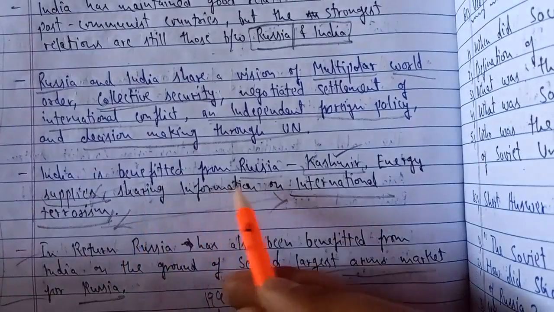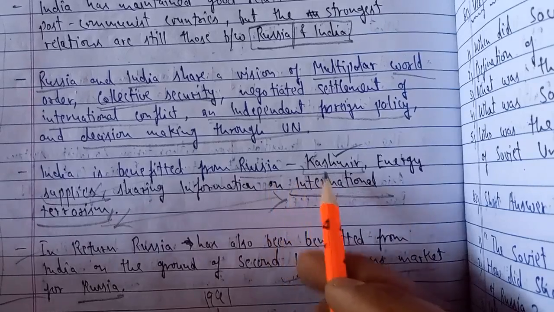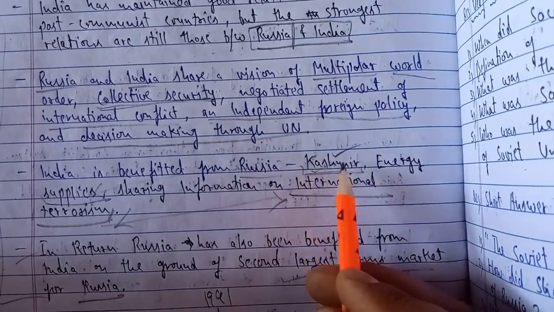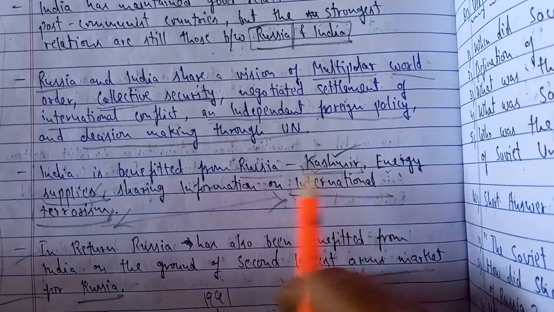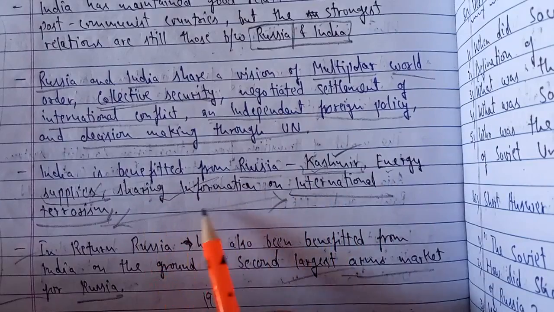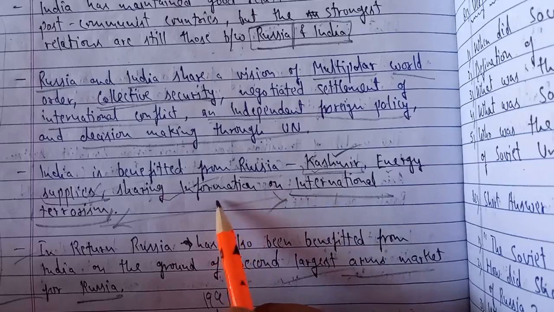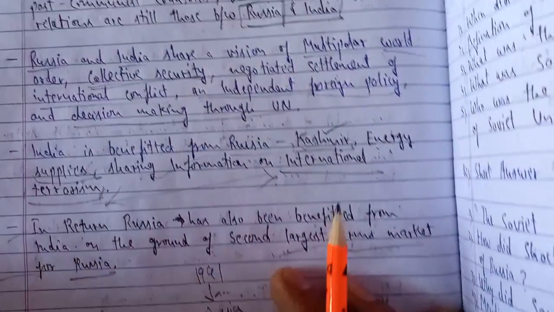So India benefits from Russia. How? On the issue of Kashmir, Russia always supports India. On energy supplies, India gets a lot of energy supplies from Russia. And on sharing information on international terrorism, Russia always supports India and shares a lot of information regarding terrorism.